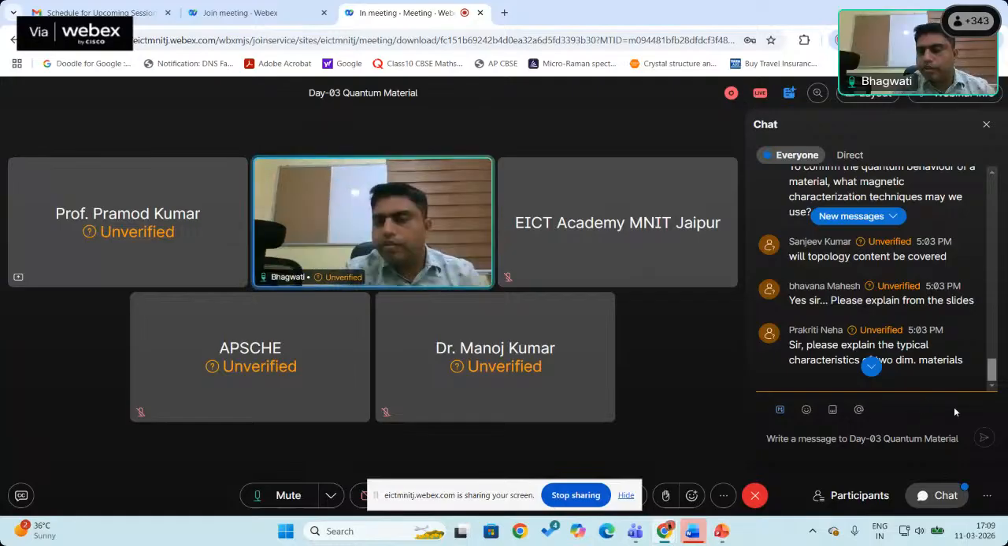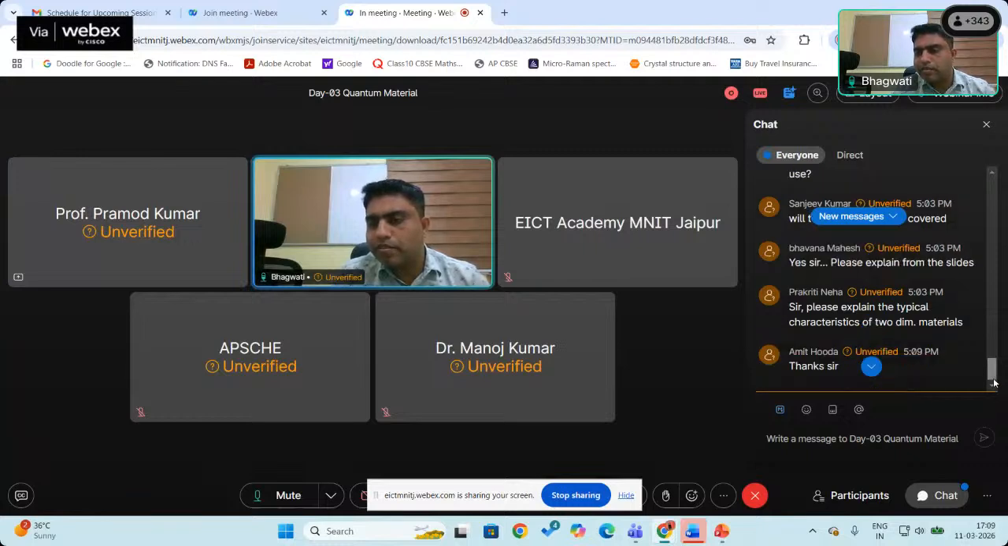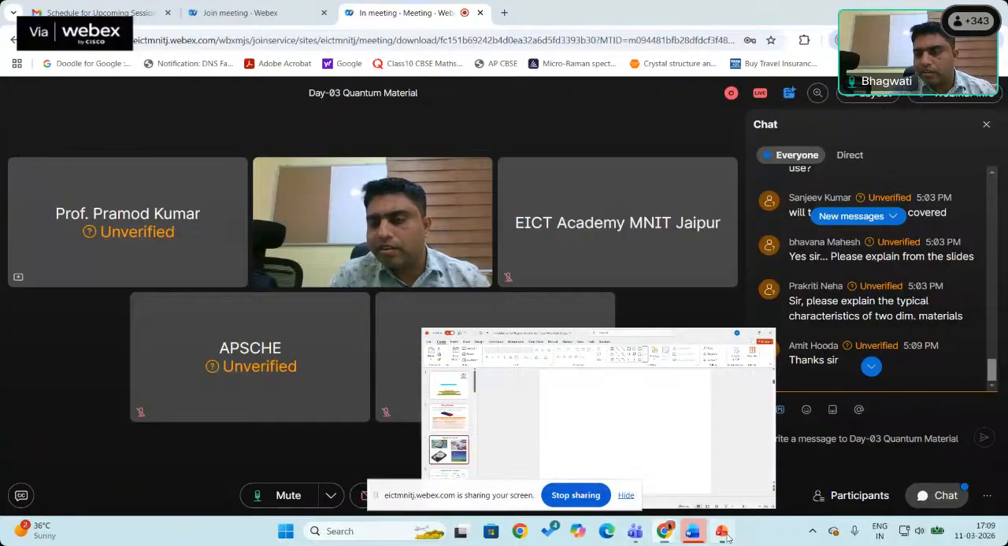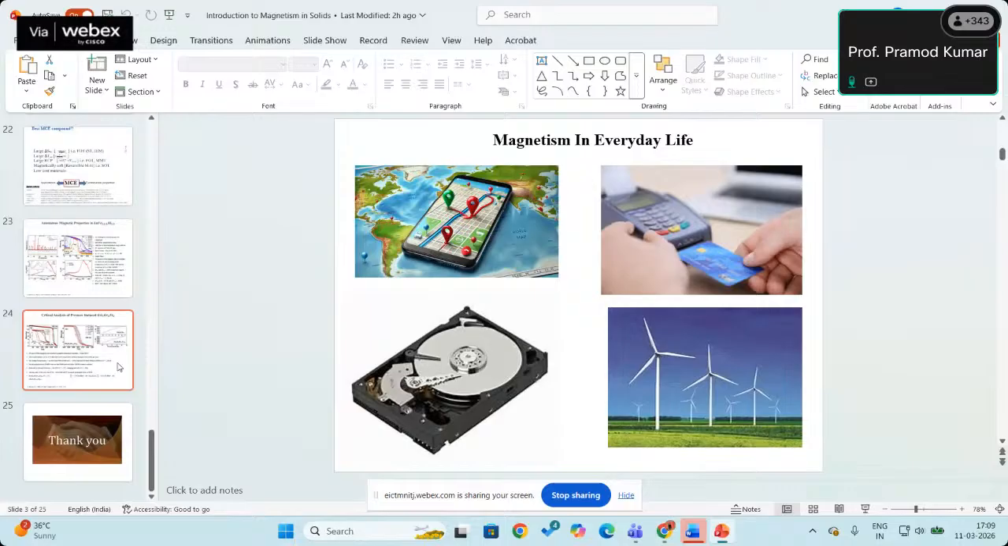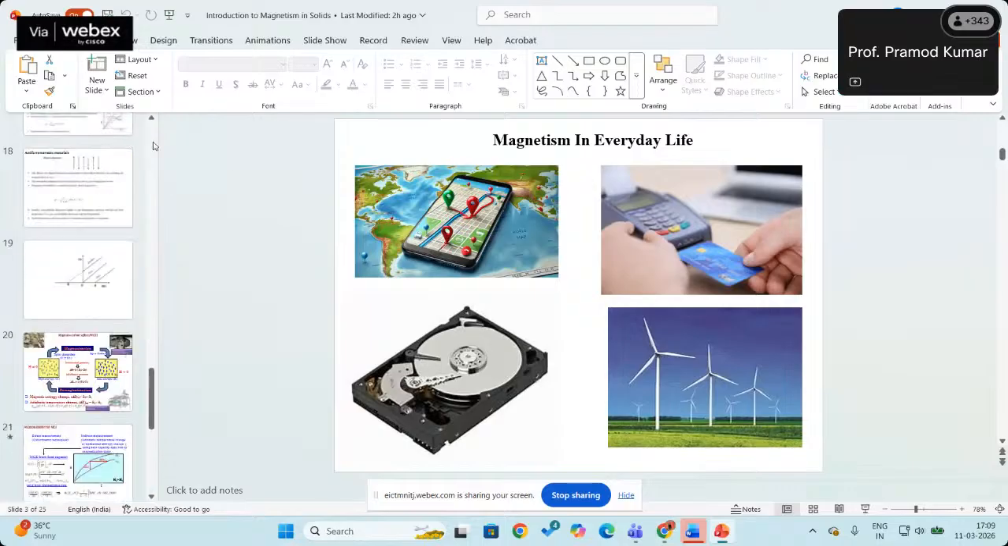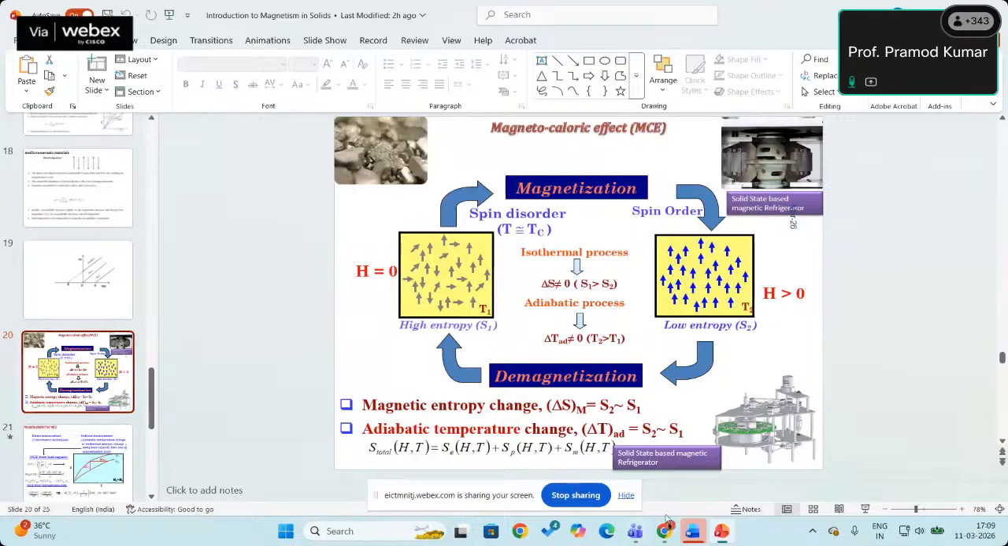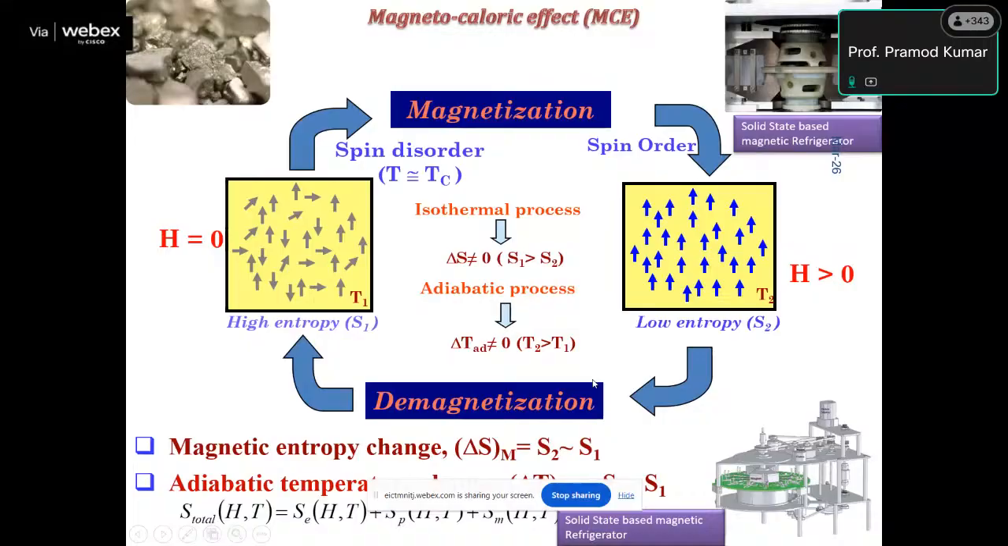Okay. There's one more, probably the last one. Bhavna Mahesh, yes, he was asking what the adiabatic regions is, requesting to explain it from the slides. Okay, so let me open again. Okay, this one is visible. Yes, it's visible.